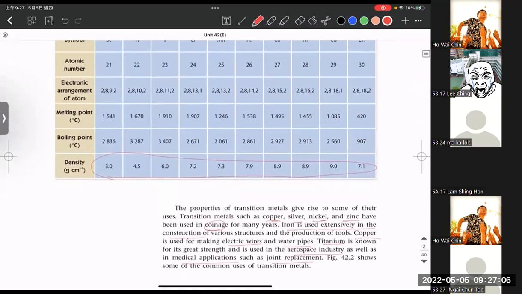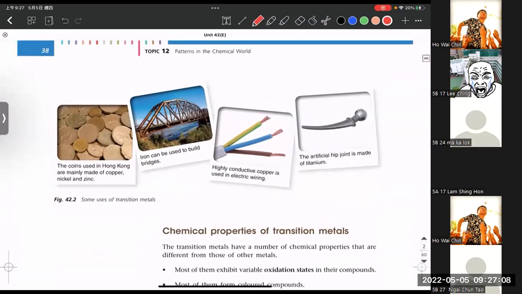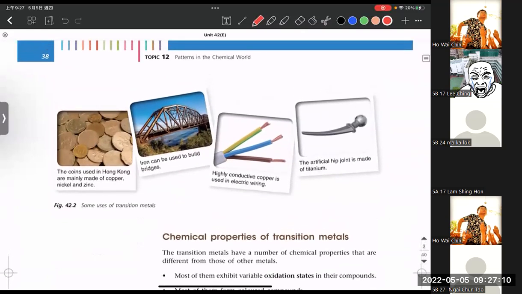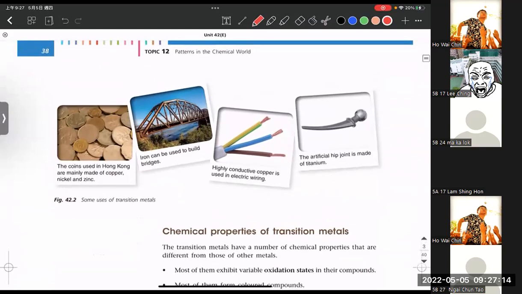Now, to name a few, you may find such a diagram, which you have seen before. Now, this is what we know as a physical property. Any questions so far?